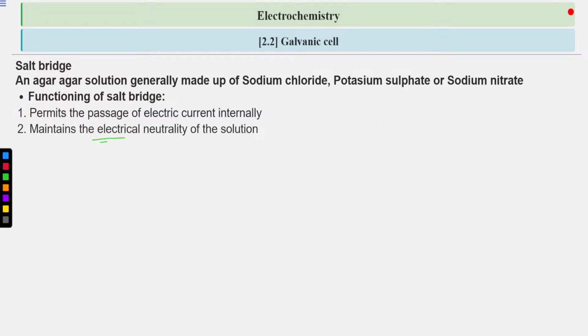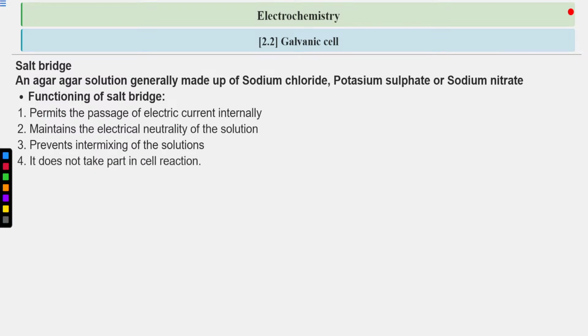It maintains the electrical neutrality of the solution, as I said, because both positive and negative ions dissolve or are deposited over the anode or in the electrolyte. So the maintenance of electrical neutrality is a must, and for that we use the salt bridge in our cell. It prevents intermixing of the solutions. That's also why it maintains the electrical neutrality, because it prevents the two solutions or the two electrolytes from mixing with each other.